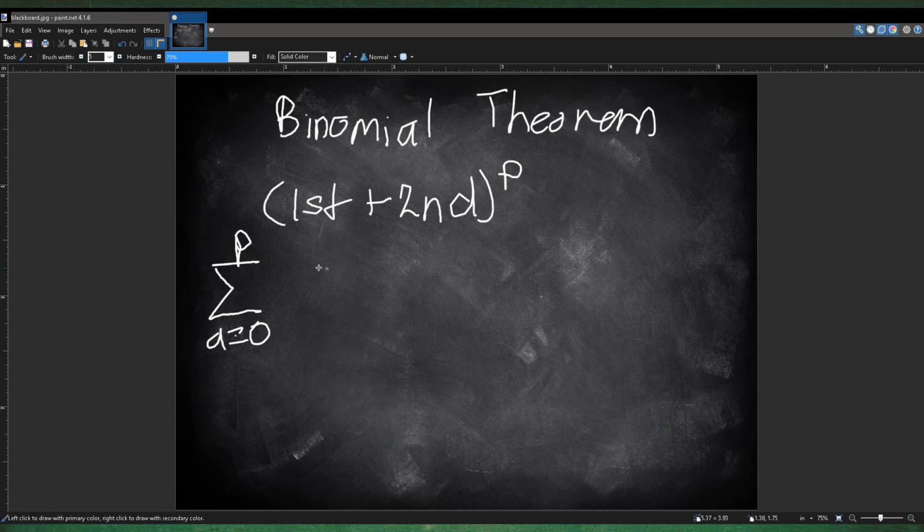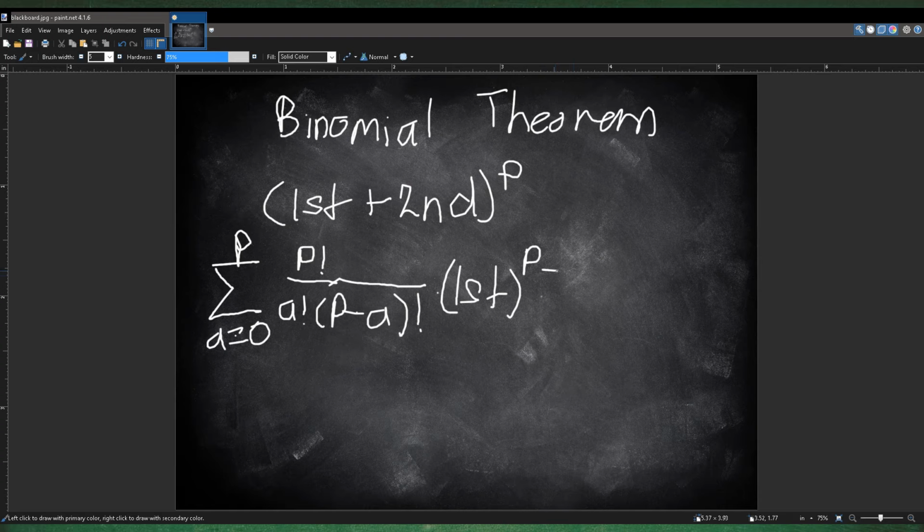And then you're using factorials. So you have p factorial all over a factorial times p minus a factorial, times the first term in the parentheses raised to the power p minus a, times the second term raised to the power of a. So that's the general form of the binomial theorem.